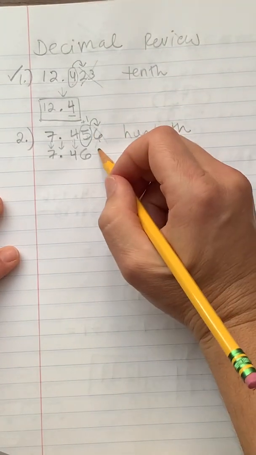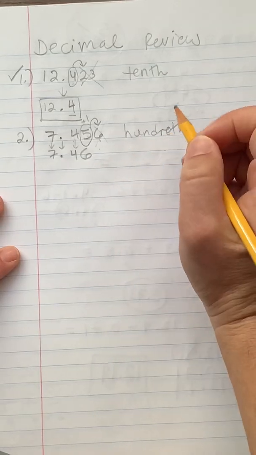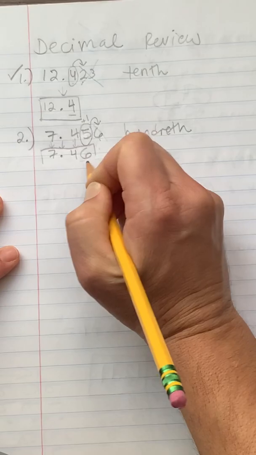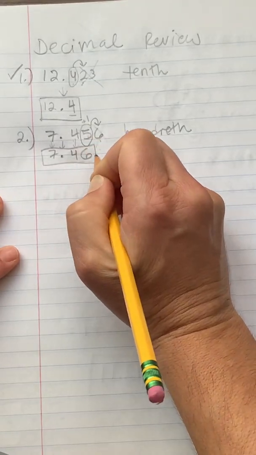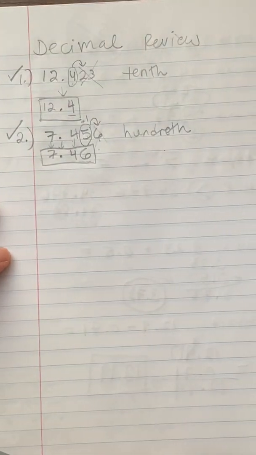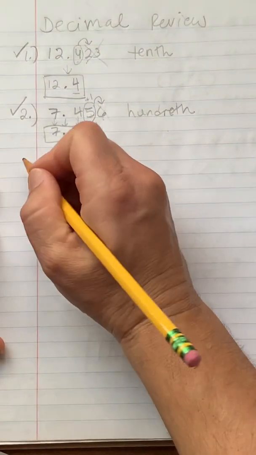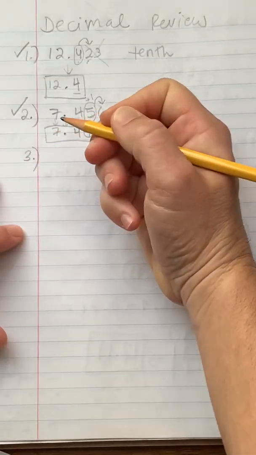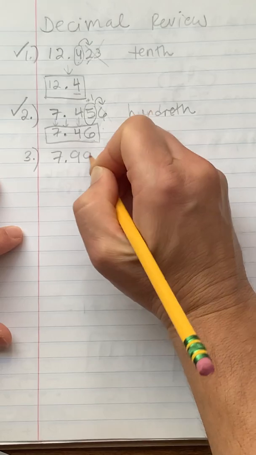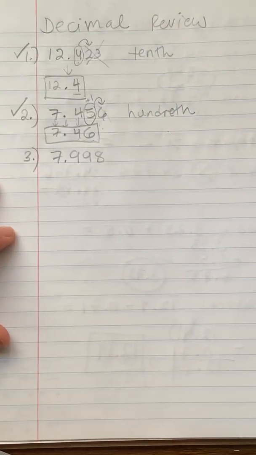Because if I put a 0 here, then the number would be rounded to the thousandths place. It only wants to the 100th place, so you have to stop at this digit. If you got 7 and 46 hundredths, give yourself a check. If not, correct it. Third problem. Third and final rounding problem. Round to the nearest tenth.